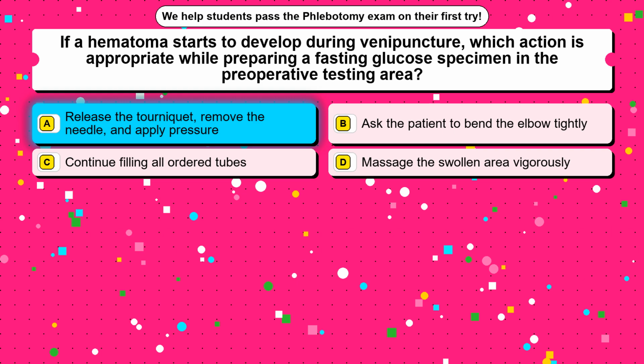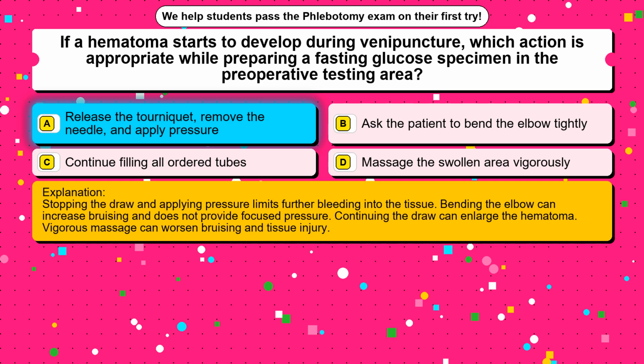The correct answer is option A. Release the tourniquet, remove the needle, and apply pressure. Stopping the draw and applying pressure limits further bleeding into the tissue. Bending the elbow can increase bruising and does not provide focused pressure. Continuing the draw can enlarge the hematoma. Vigorous massage can worsen bruising and tissue injury.